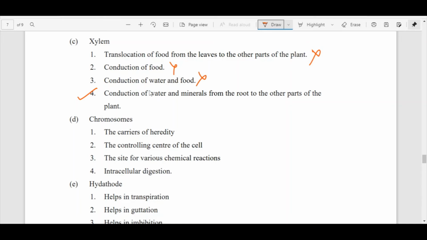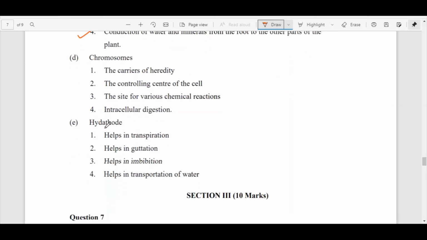Okay, now moving ahead to number D, that is chromosomes. So what is the function of chromosomes? Options are number 1, chromosomes are the carriers of heredity. Second, the controlling center of the cell. No, this is wrong. Nucleus is the controlling center of the cell. All of us know that. Third, the site for various chemical reactions. No, this is cytoplasm. Fourth, intracellular digestion. नहीं, ये तो लाइसोसोम में होता है. So the right answer here is the carriers of heredity.